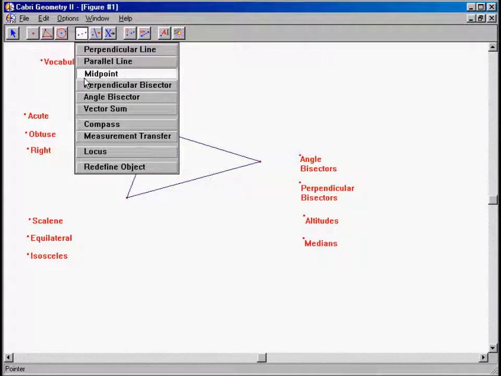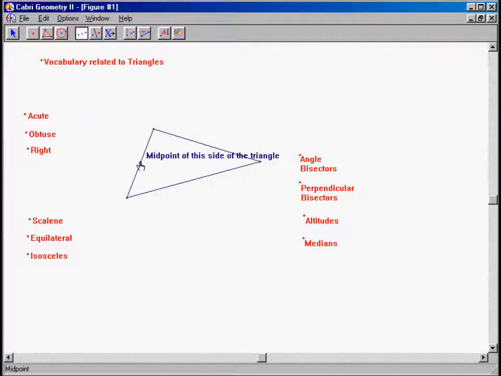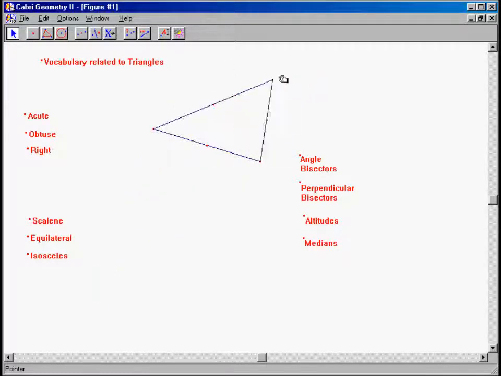I'm going to use this construction, which is the midpoint, which will automatically find the midpoint. So the midpoint of that side of the triangle, the midpoint of that side of the triangle, and the midpoint of that side of the triangle. A lot easier than measuring, isn't it? I can't move these points because they have to stay in the middle of the segment. If I distort the triangle, look, the midpoints stay so that they're always at the middle.